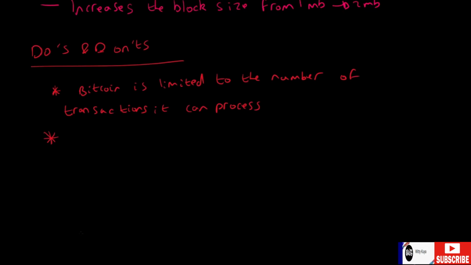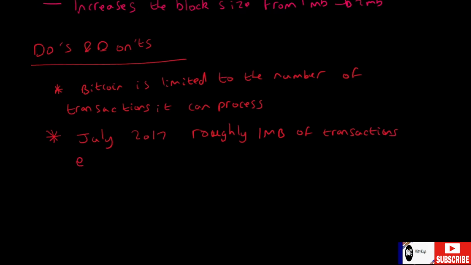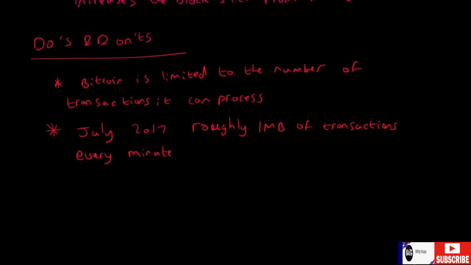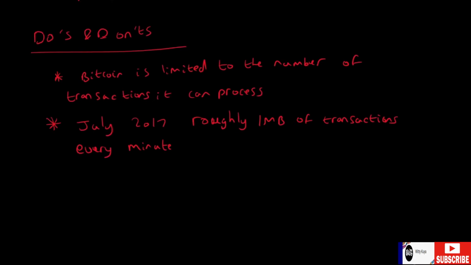And as of July 2017, roughly 1 megabyte of transactions were occurring every minute. So this is obviously an issue, because if 1 megabyte of transactions are occurring every minute and the block size is a megabyte, we really do need to increase the block size to help make the network scale.